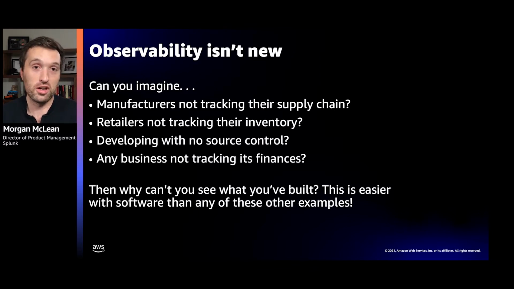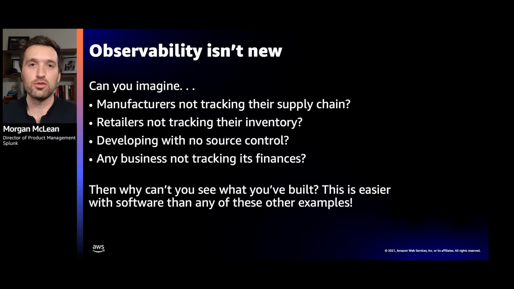But we're here at an Amazon conference. Can you imagine if Amazon, when you bought something, didn't have a rough idea of when it would arrive or couldn't track it when it was sent to you? No, that would be preposterous. Similarly, even in the pure software space, can you imagine in this day and age developing software with no source control? No, that would be ridiculous. Or any business that doesn't track its finances. All of these scenarios are quite bizarre.